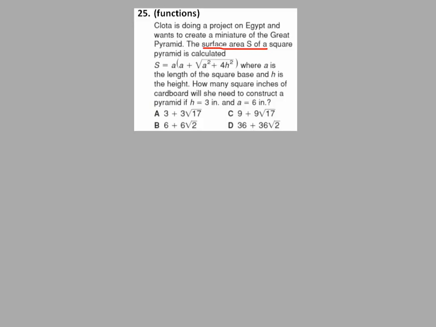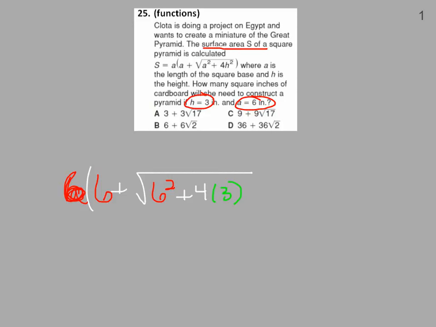Every time we see an A, we have to replace it with a 6. Every time we see H, we need to replace it with a 3. So we're going to say A, parentheses, 6 parentheses, let's change this to a 6 here, because A is 6, parentheses, 6 plus the square root of 6 squared plus 4 times H, which is 3, will be 3 squared, parentheses. Okay, order of operations says we have to do what's in the innermost group first.